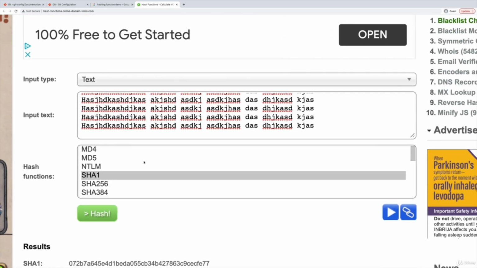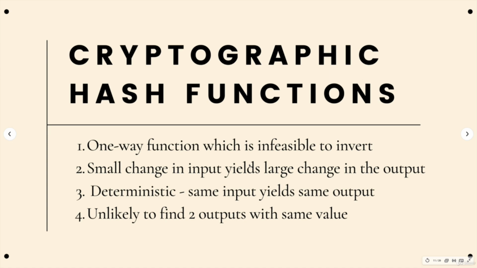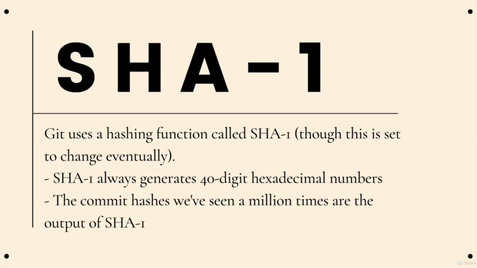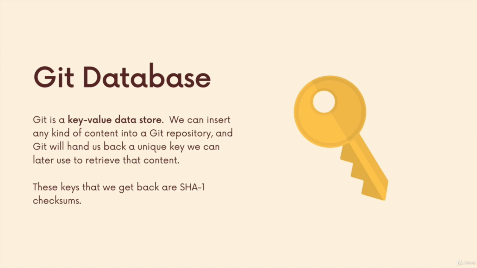We don't need to know anything about how it works. We just need to know that it satisfies the requirements to be a cryptographic hash function. Even if it's not that commonly used these days outside of Git, it is used in Git. And let's talk about how in the next video. So that's coming up.